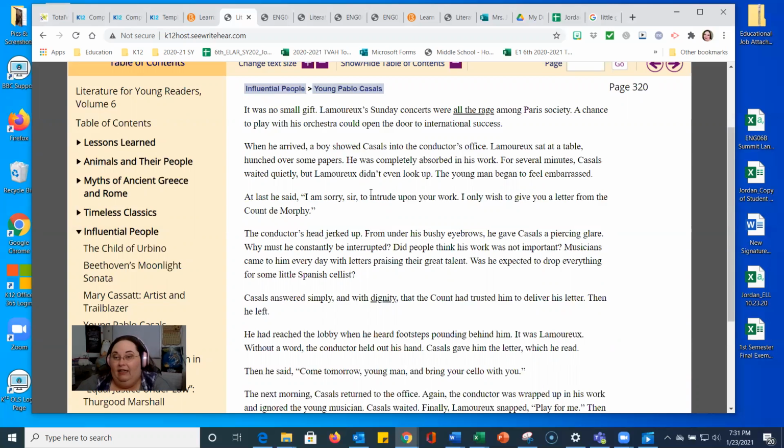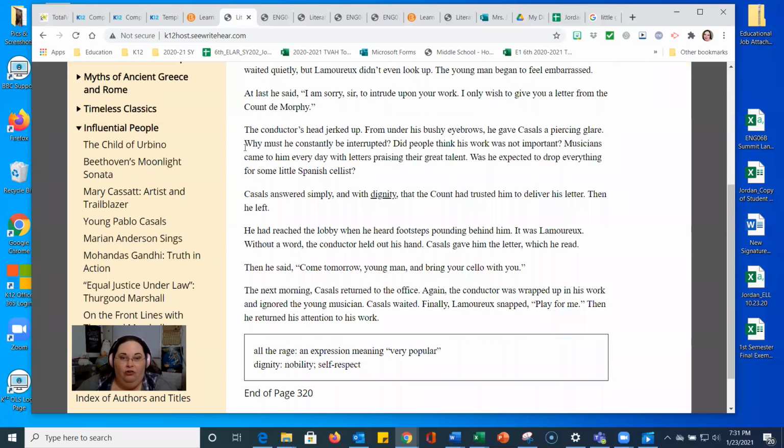The young man began to feel embarrassed. At last he said, "I'm sorry, sir, to intrude upon your work. I only wish to give you a letter from the Count de Morphy." The conductor's head jerked up. From under his bushy eyebrows, he gave Casals a piercing glare. Why must he constantly be interrupted? Did people think his work was not important? Musicians came to him every day with letters praising their great talent. Was he expected to drop everything for some little Spanish cellist?